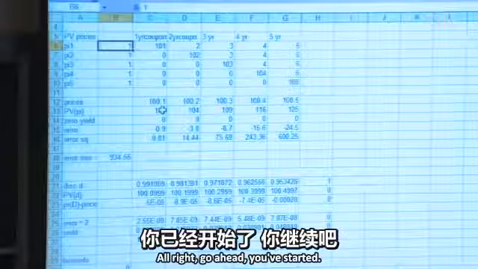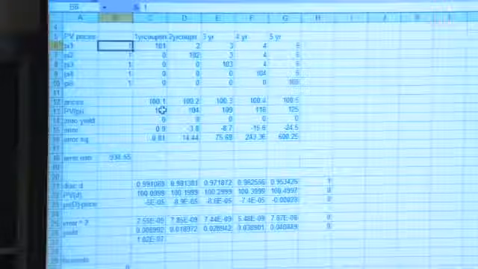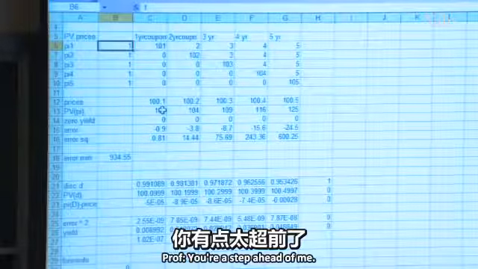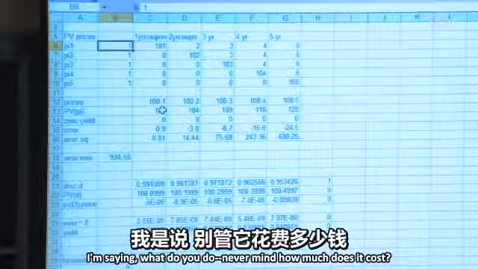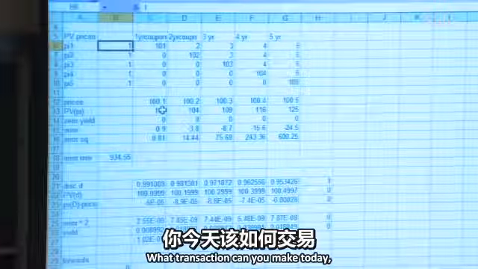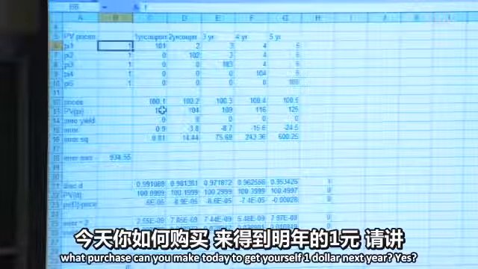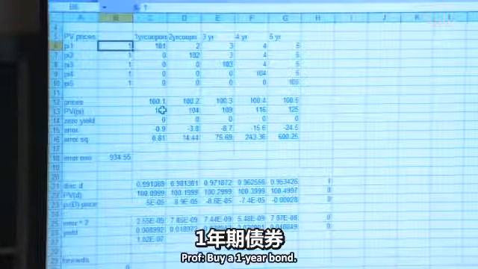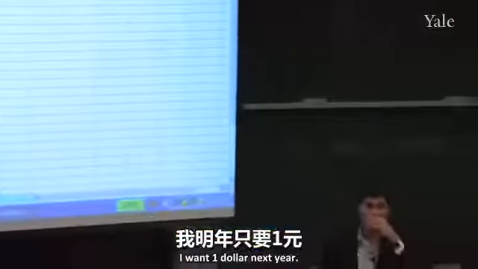All right, go ahead. You start. A 2-year bond. It's next year, 1 year from now. I'm asking you, you're a step ahead of me. I'm saying, what do you do, never mind how much does it cost, what do you do today to get $1 next year? What transaction can you make today, what purchase can you make today to get yourself $1 next year? Yes? Buy a 1-year bond. Well, that'll give me $101 next year. I want $1 next year.